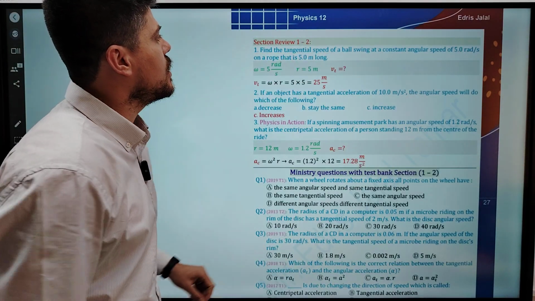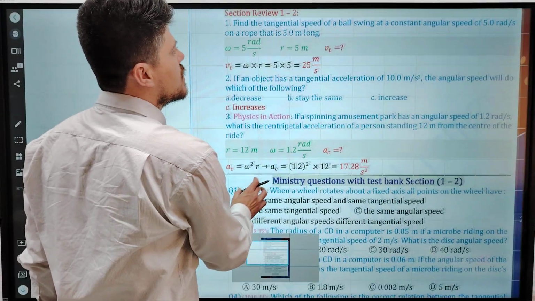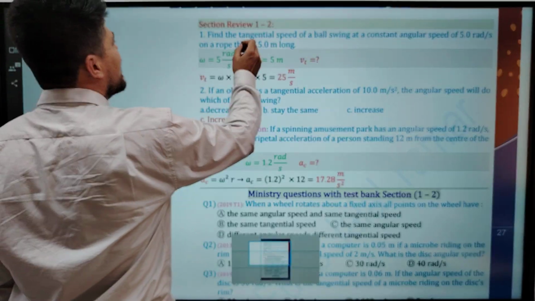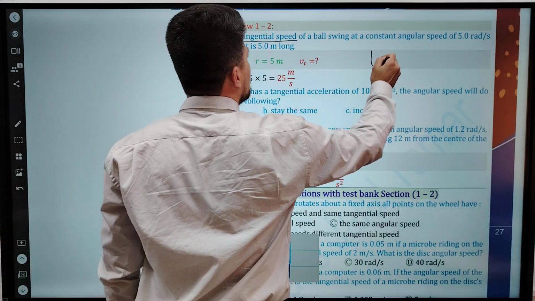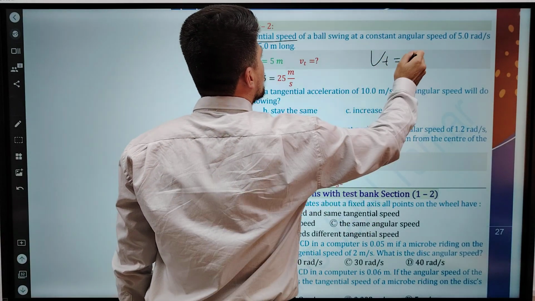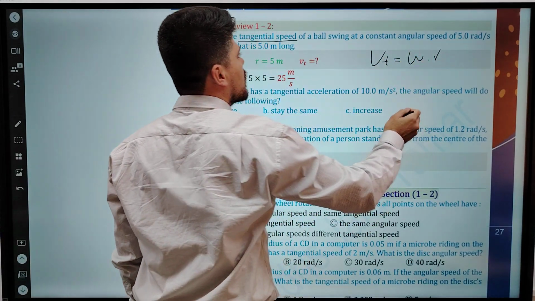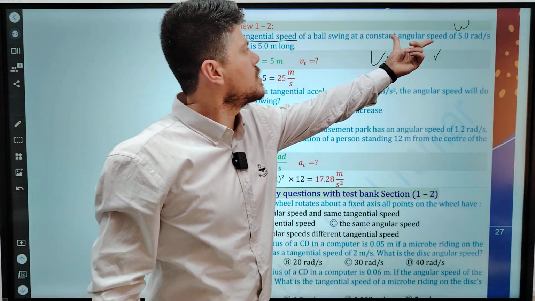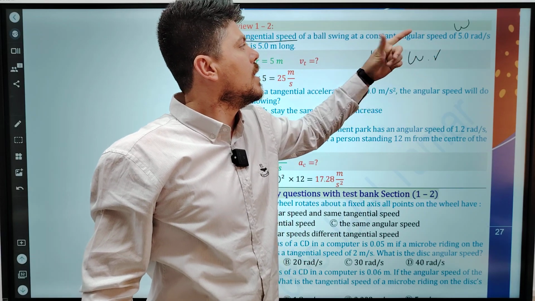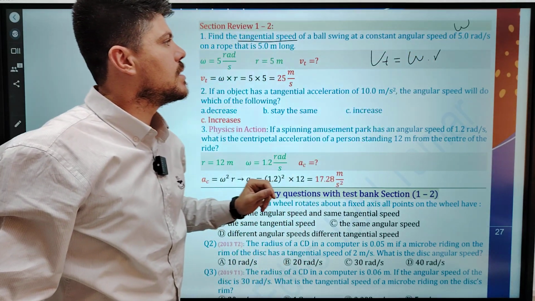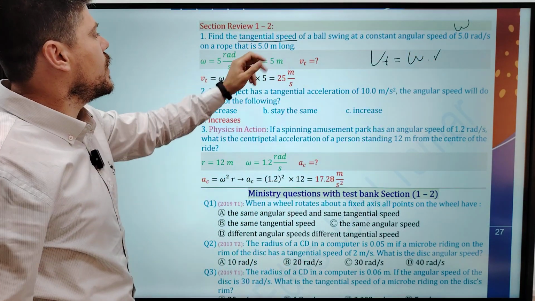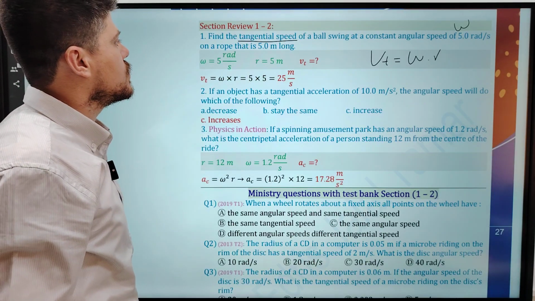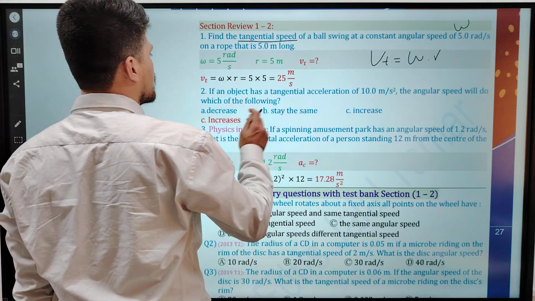Find the tangential speed of a ball swinging at constant angular speed. Find what? Tangential speed, Vt. Okay, which is equal to what? Omega R. What is this 5? This is omega. How did you know? Because it's mentioned in the question, and also because of the unit. Okay, and the radius also is given, which is 5, so it is equal to 25 meter per second.